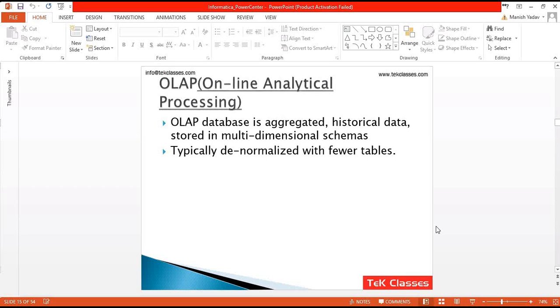So OLAP database is aggregated historical data stored in multidimensional schemas, typically denormalized with fewer tables. Obviously, if you don't break, you have less number of tables. So what are multidimensional schemas? We will just see in the coming slides. Okay, and what is aggregation, that also we'll see. What is a fact table? Fact table stores aggregated data. Okay, so that all we'll see. So these two are technical terms, OLTP, OLAP. So we must know the definitions of these two. These are important.